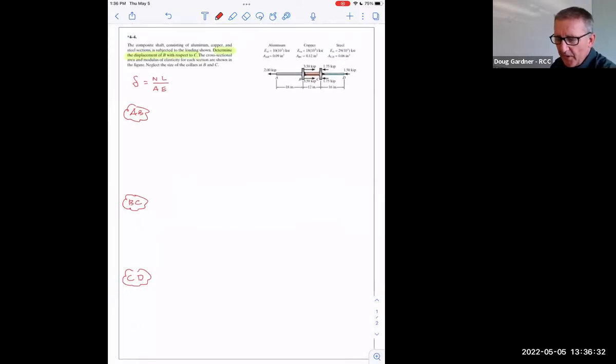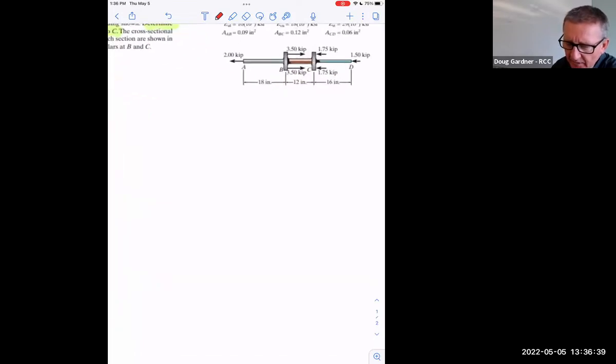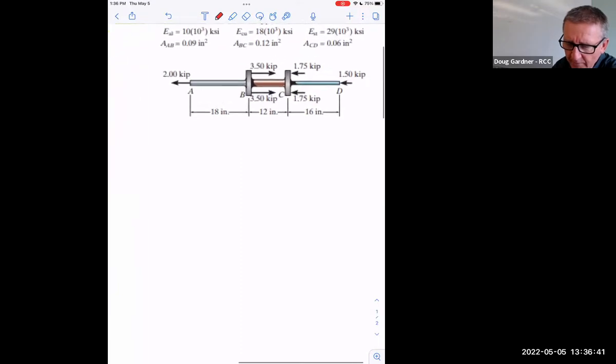Now, here's the part that's not tricky, but it's something you have to still know from last term. What's going on over here at AB? What forces are on it? Well, I certainly see 2,000 pounds, 2 kips, pulling left, but there's a bunch pulling right too. Watch this really quick. What's the sum of the forces in X? Well, I've got -2 going left, and then 3.5 and 3.5 going right, which is 7.